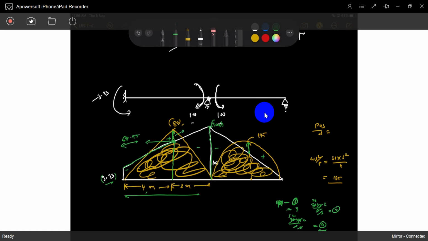So what is that value? That value is 12.225, 12 point something. Same thing, you can easily find out this value also. This is 0, this is 100. For 6 meters the change is 100. For 3 meters exactly, it will come as 50. That's the 50.